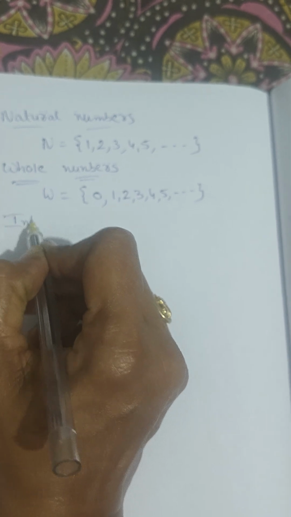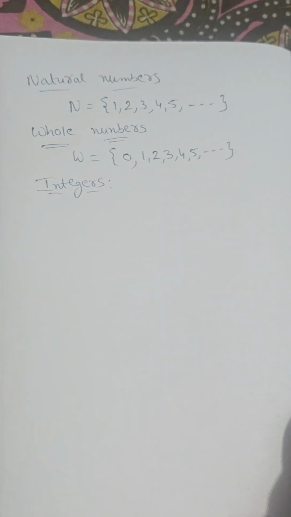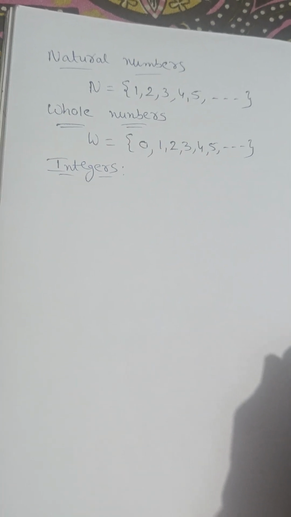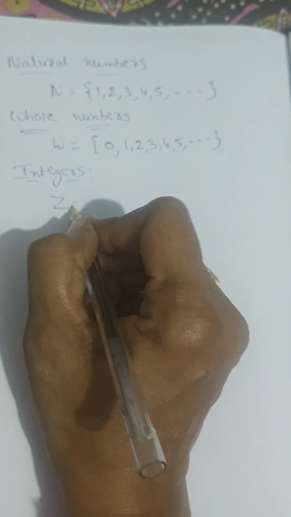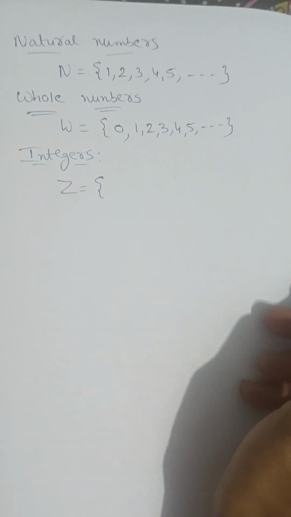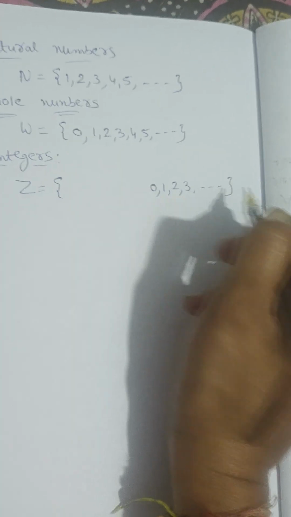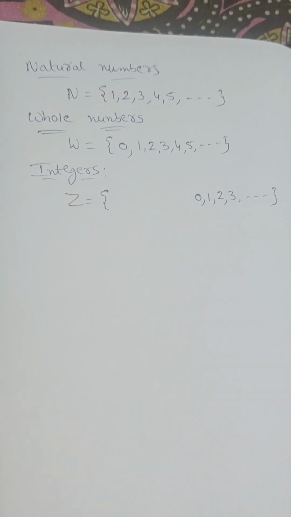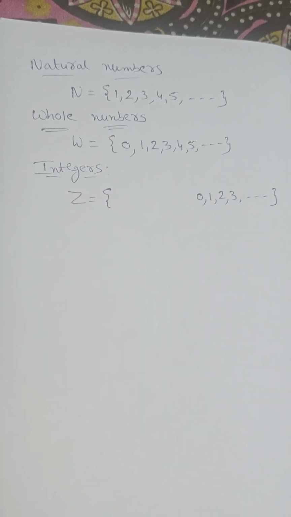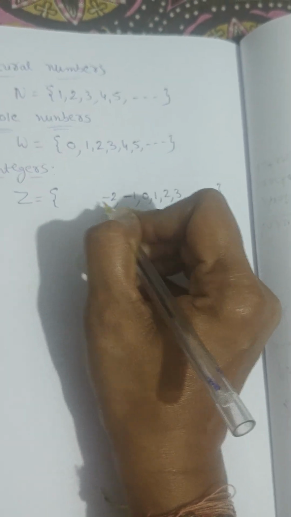Next one is integers. Do you know what are integers? Integers means all the whole numbers together with negatives of natural numbers. Integers are denoted by Z. What I told, integers means all the whole numbers, you have to take together with negatives of natural numbers. What are natural numbers? 1, 2, 3, 4, 5. Negatives of natural numbers means -1, -2, -3, and so on.